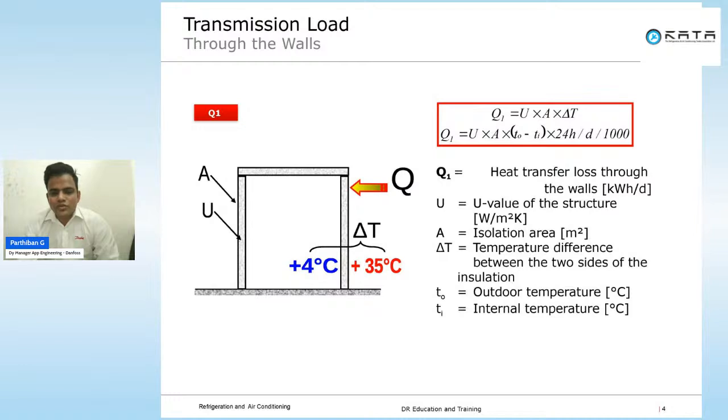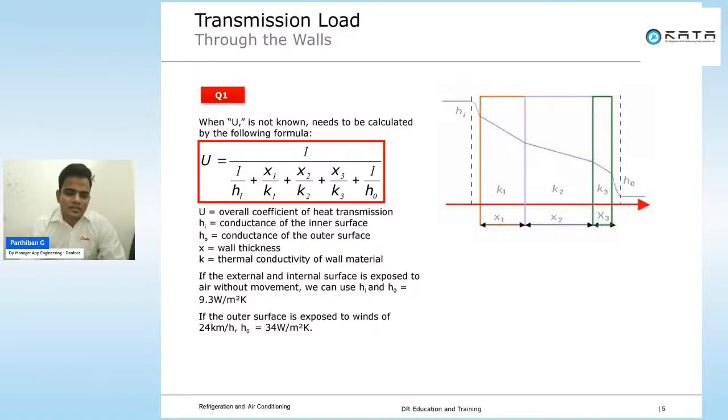So this is very easy to calculate. Inside temperature is known, outside temperature is known, so the delta T calculation is very easy. Then the area calculation is also very easy. Now the U factor is the heat transfer coefficient. We have a formula to calculate the heat transfer coefficient, so let us discuss that in detail.